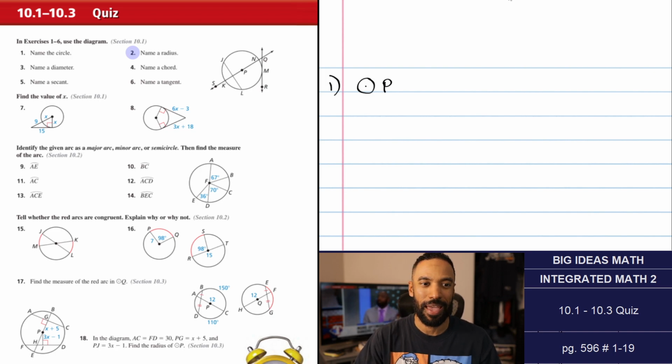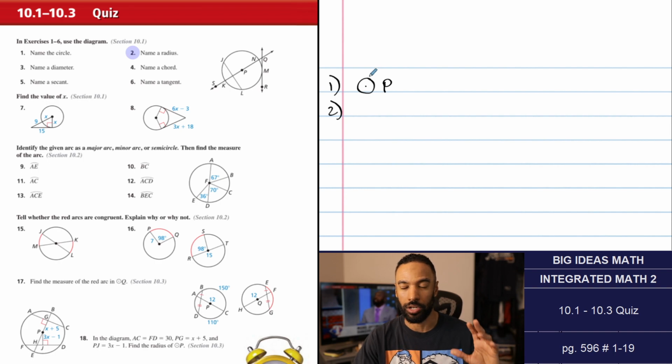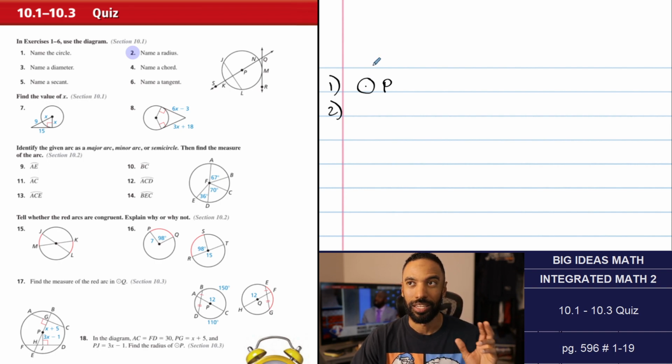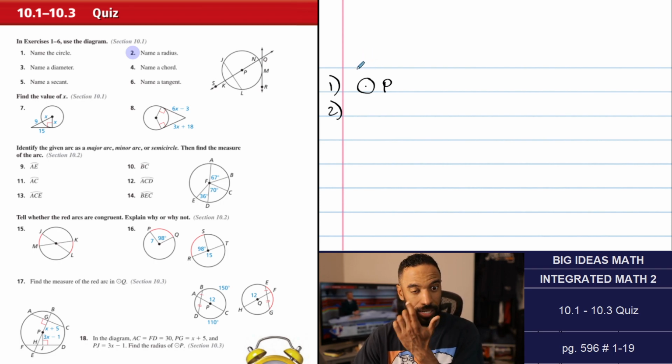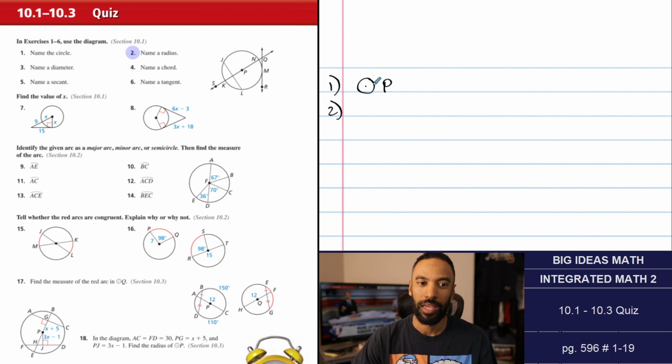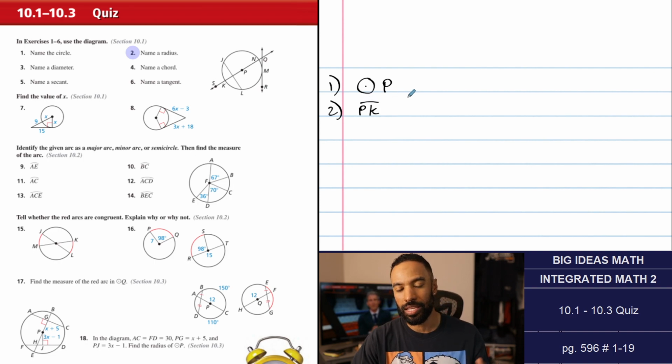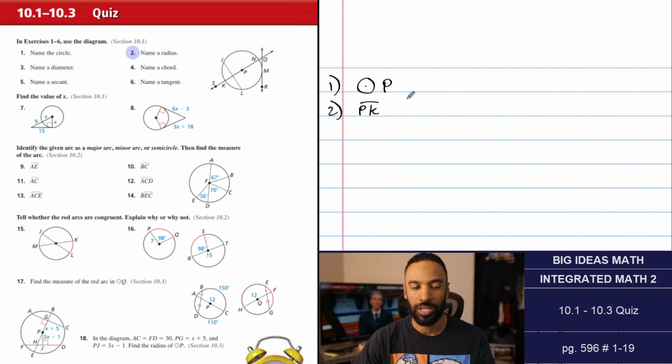Number 2, name a radius. Keep in mind, there's an infinite, literally, no pun intended, not hyperbole, there is an infinite number of radii in the circle. But as far as ones that are drawn, ones that we can see and use, from P to K would be a radius. Here's one of them, segment PK. A radius goes from the center to any point on the circle. K is on the circle right here. It's a point, and from P to K would be a radius.